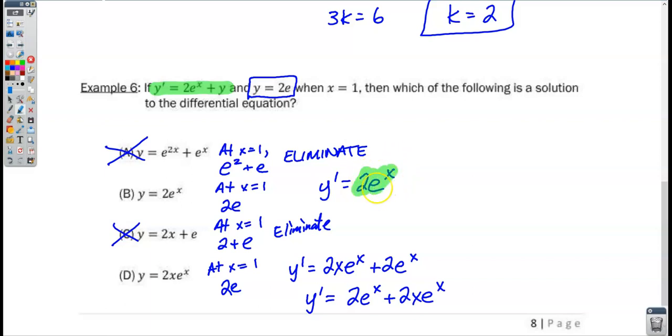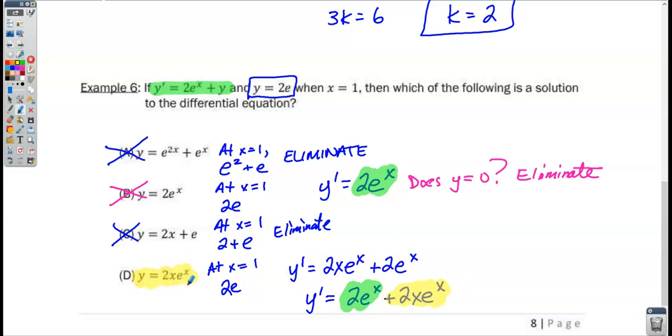If this matched up, that would mean that for this one, y equals 0, the original function. And it doesn't. And so at this point I can eliminate this. So D should be our answer. If we go ahead and look at that, y prime equals, there's my 2e to the x. So this should be equal to y, the original function. And ta-da, it is. And so that is our solution.